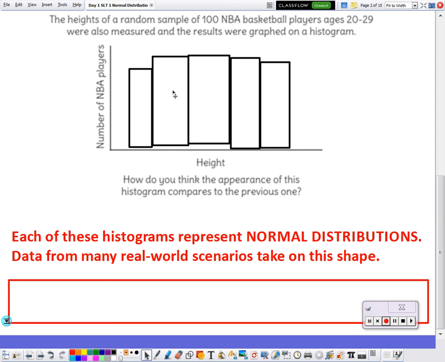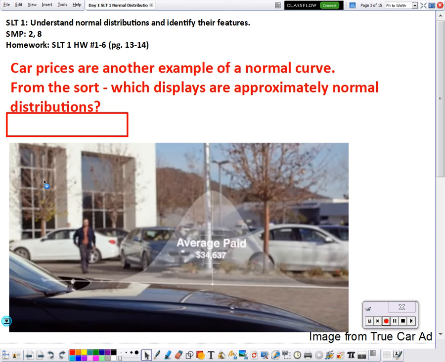The point is that each of these histograms, well, this one maybe not, I have to alter a little bit. There we go. Represents a normal distribution, and that is going to be the focus of this first topic. Okay, so car prices are another example of a normal curve. And what I'd like you to do is go back to pages 1 through 5 and identify which distributions are perhaps normal distributions. Pause the video if you need more time.